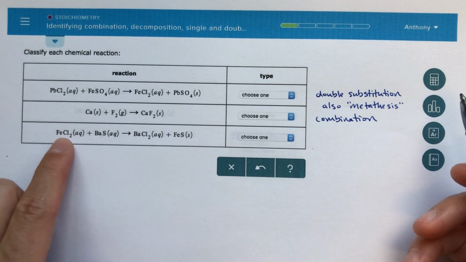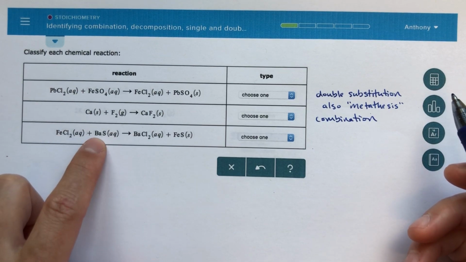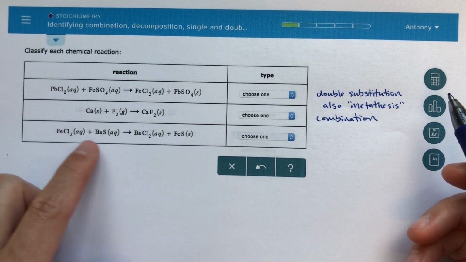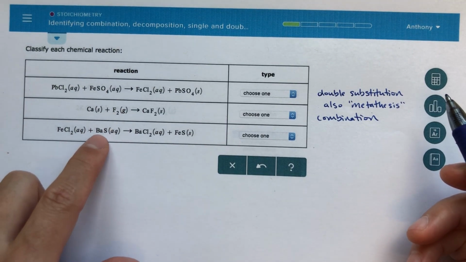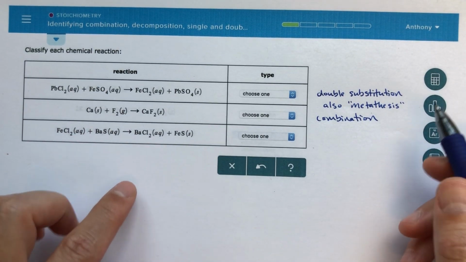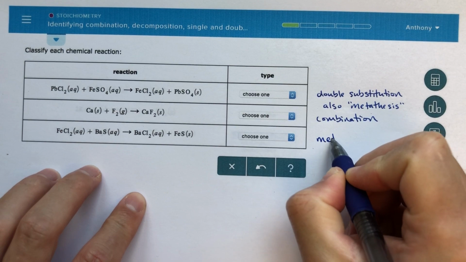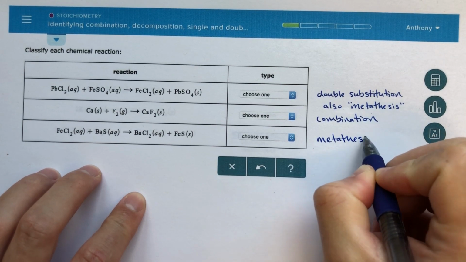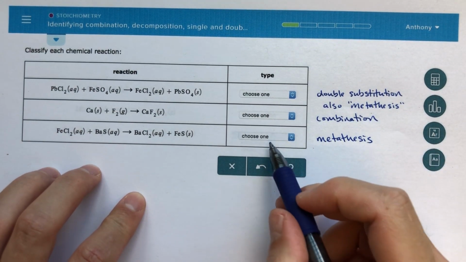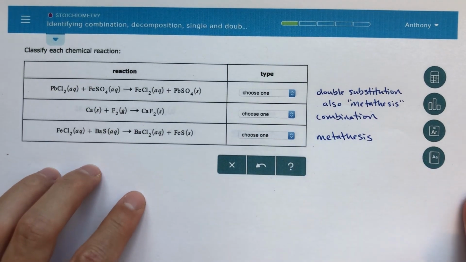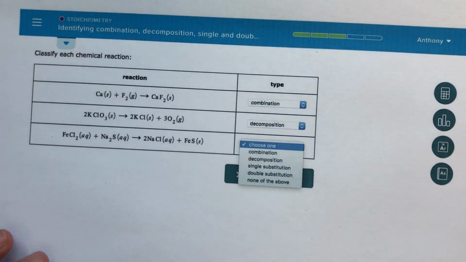Same thing here. I see that my iron and my barium are swapping places. My iron's going to go with the sulfur over here. My barium's going to go with the chlorine over here. So again, this would be called metathesis. Or depending on the version of the question that you get, it could also in the drop-down menu be double substitution. So I'm actually going to show that in the next example.